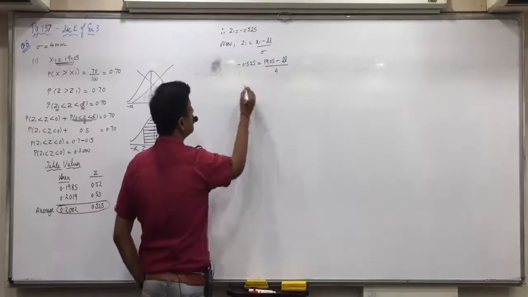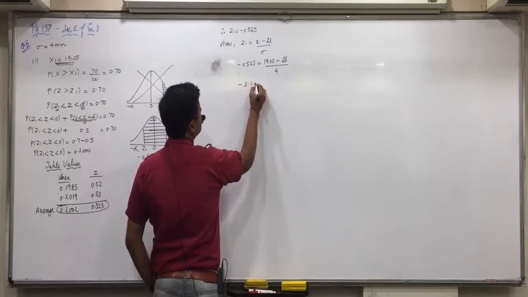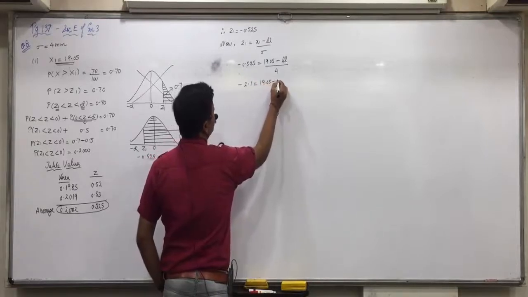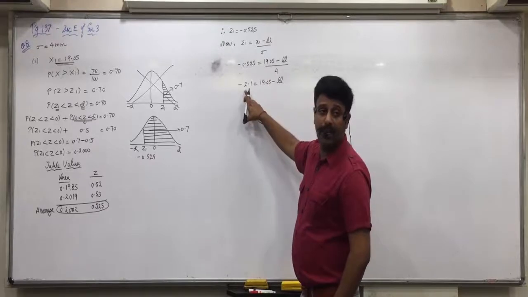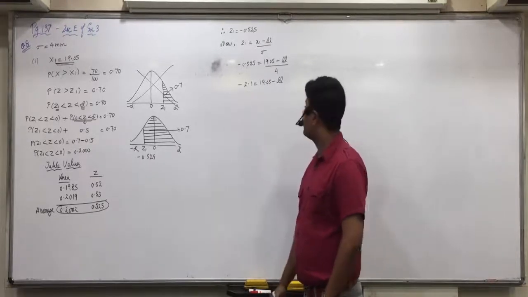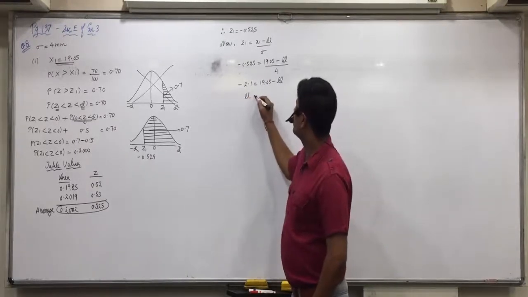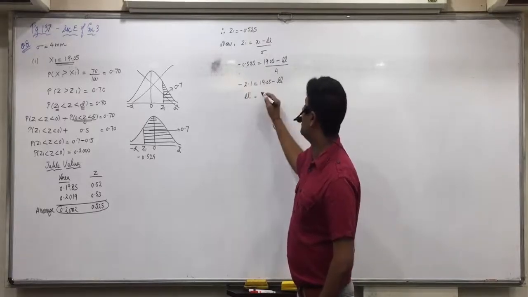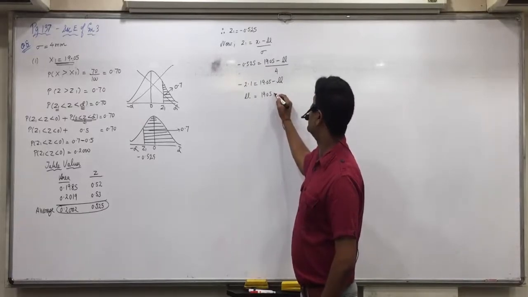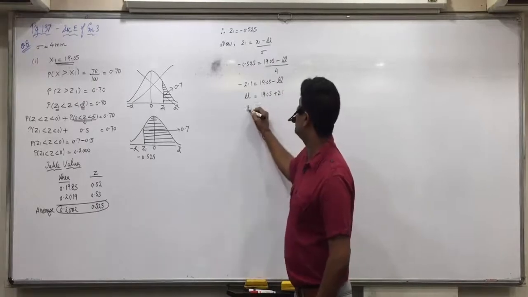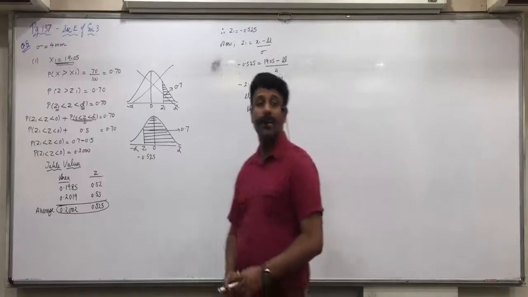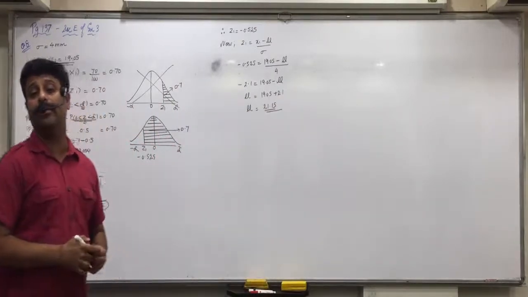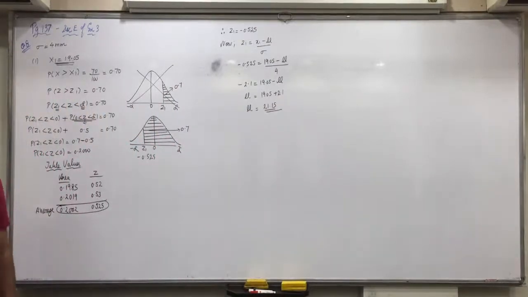Yes, further. Minus 0.525 into 4 is minus 2.1. Then minus 2.1 minus 19.05, now minus mu on the left side, plus, and minus 2.1 on the right side also becomes plus. So 21.15. So what is the average here? 21.15. Any confusion?